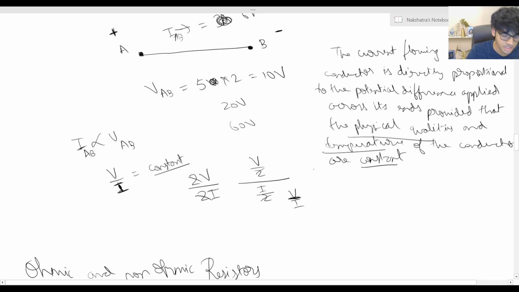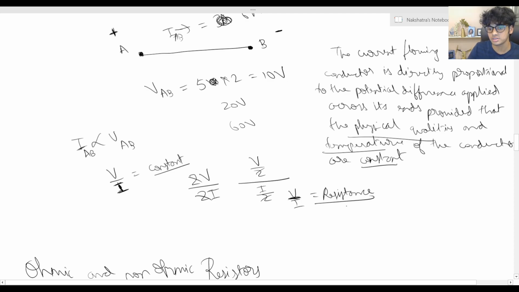And this you can see with any proportionality. If two things are directly proportional, then one upon the other will always be a constant. So v/i is equal to a constant, and we say that this constant is equal to the resistance.